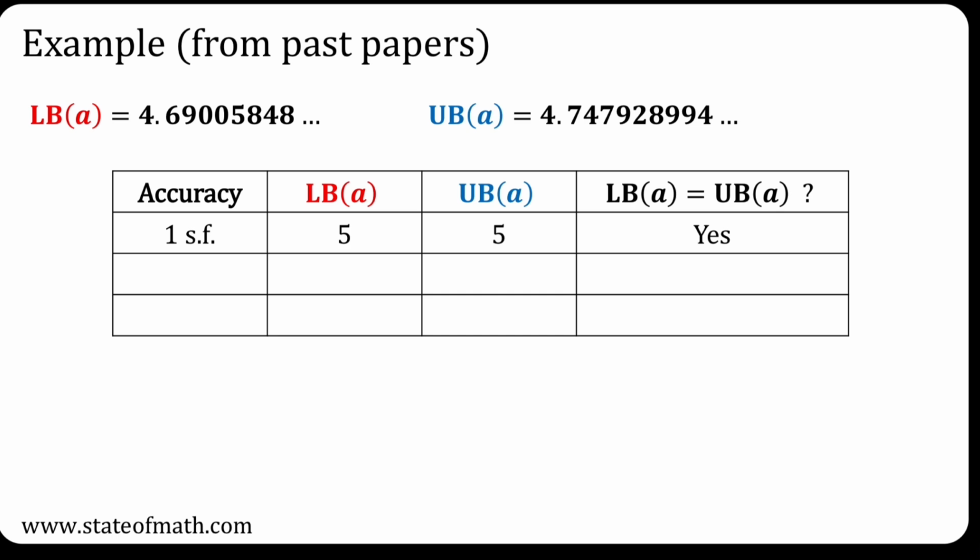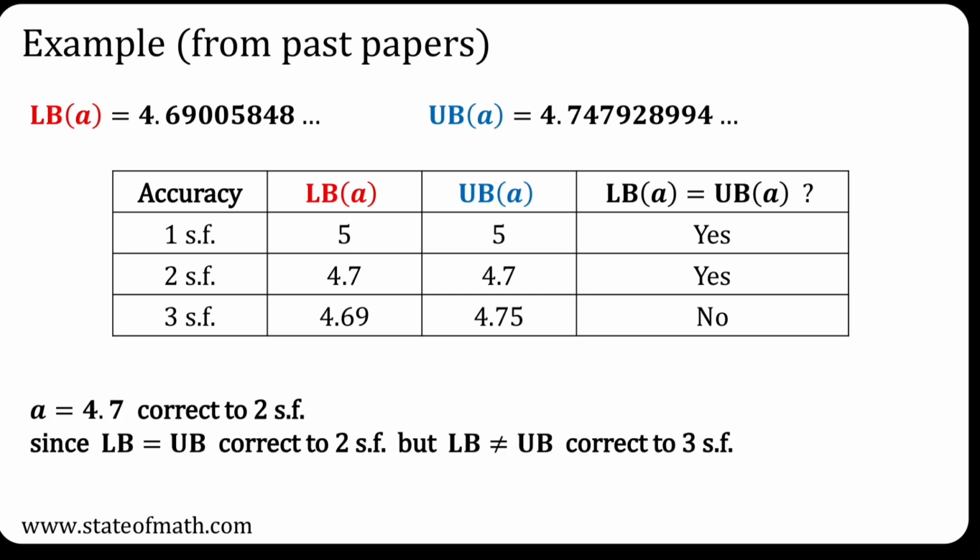Rounding the lower bound and upper bound to one significant figure will give me 5 for both. Rounding to two significant figures will give me 4.7 for both. When you round to three significant figures, the lower bound is 4.69, but the upper bound is 4.75, so they are not equal. The maximum accuracy for which these two are equal is two significant figures. So my final answer will be a is equal to 4.7, correct to two significant figures, since lower bound equals upper bound, correct to two significant figures, but not equal, correct to three significant figures.